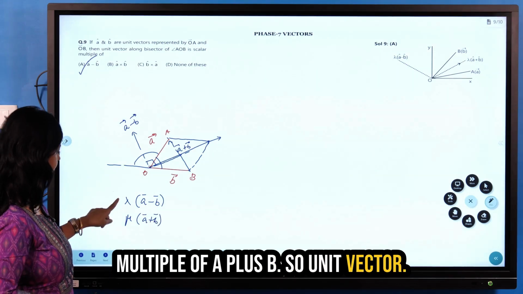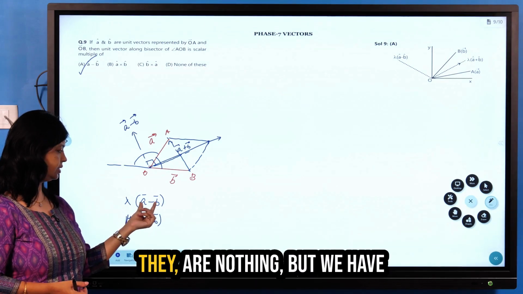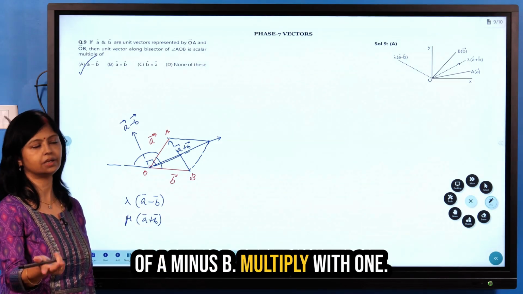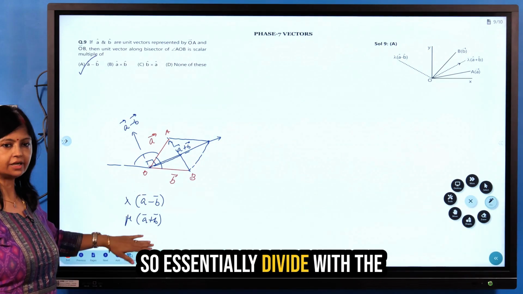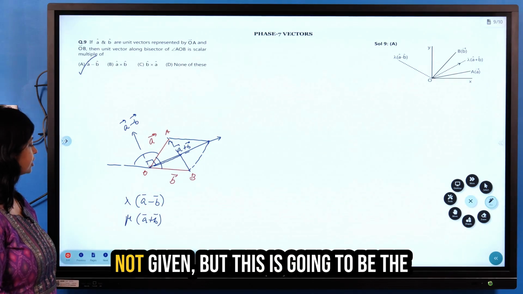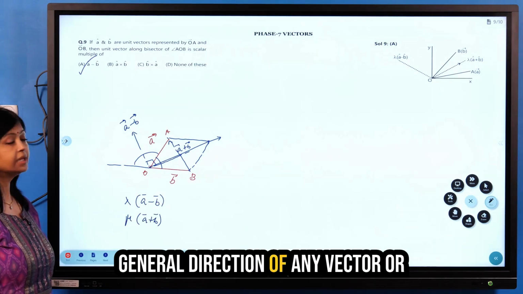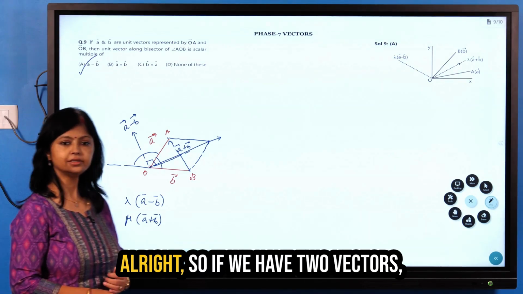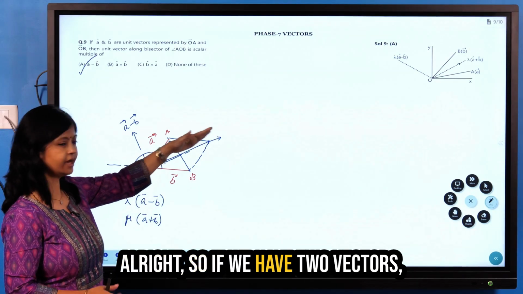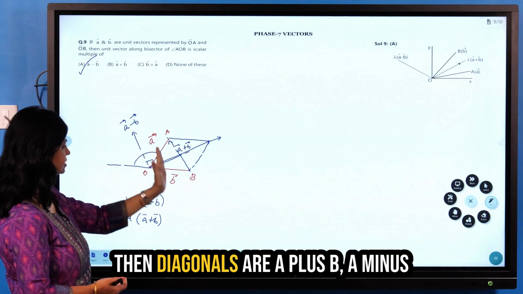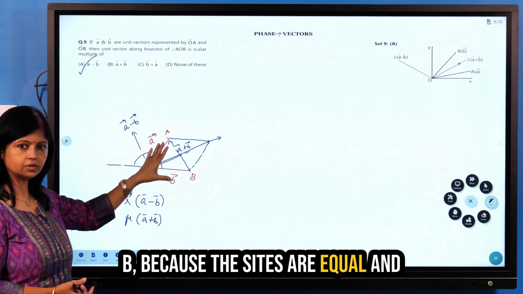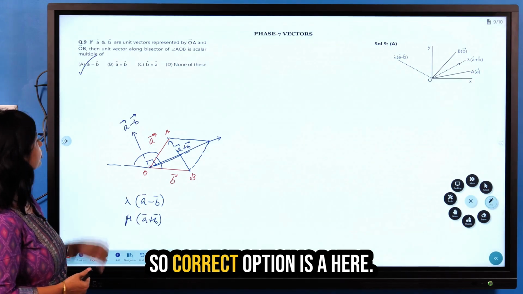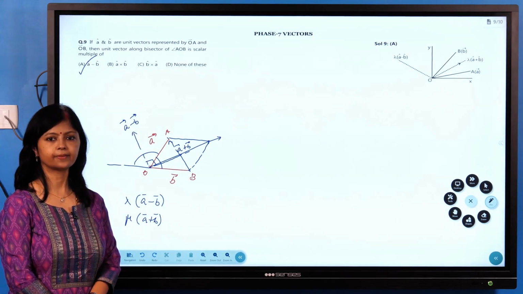So for a unit vector, what is this scalar? We have to divide by the magnitude of A minus B and multiply with 1. So essentially, divide by the magnitude of A minus B. The magnitude is not given, but this is the general way to find any vector or unit vector in a direction. All right. So if we have two vectors, then the diagonals are A plus B and A minus B, because the sides are equal and the diagonals also bisect. So the correct option is A. All right. Thank you.